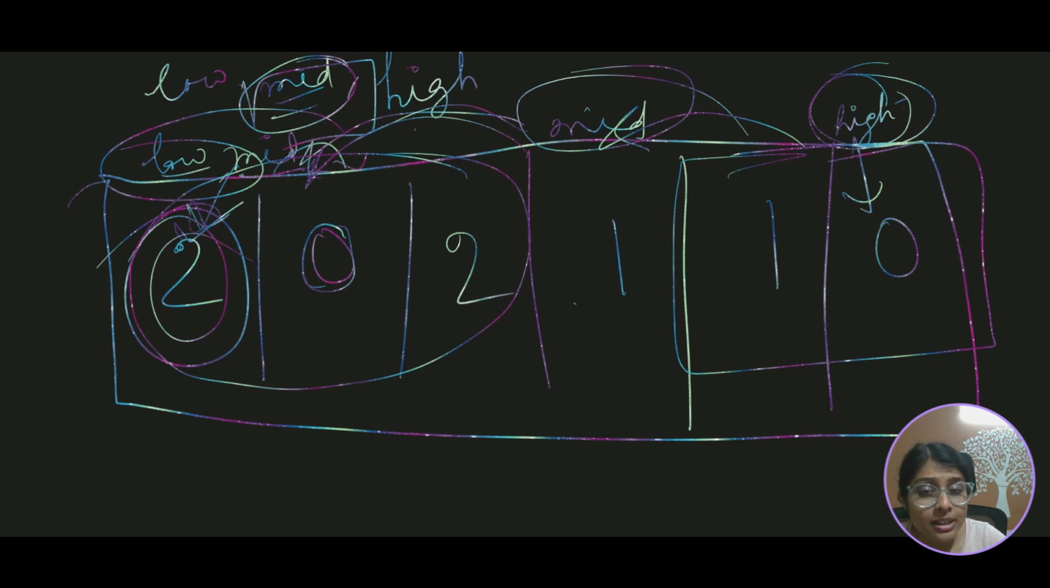Then if mid is 1, we won't do anything. So 1 is necessarily in the correct place. 1 should be in the middle. So we will just increase the mid pointer by 1.